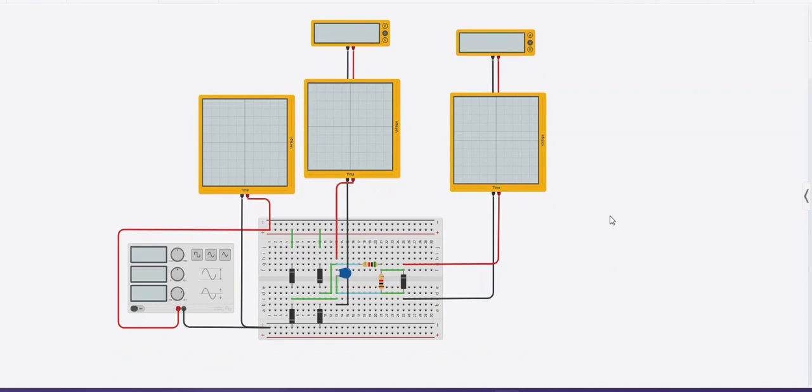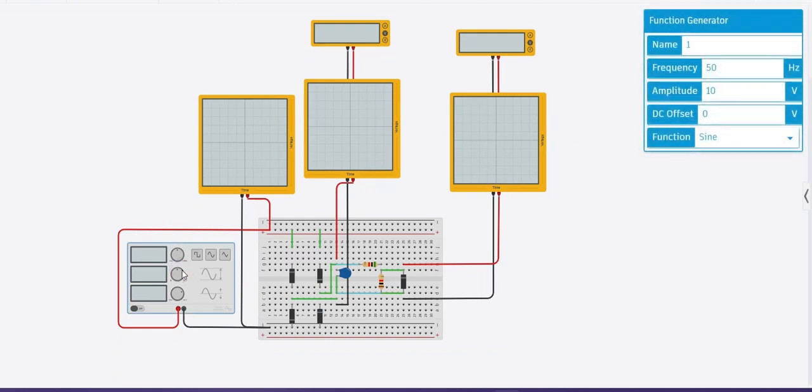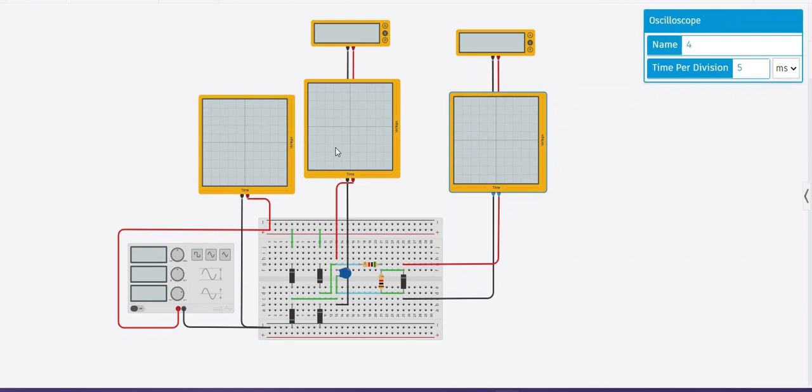Okay, so now we will present to you our full wave bridge rectifier circuit, which we built in TinkerCAD. First and foremost, we need a generator where we fix the frequency at 50 Hz, the amplitude at 10 volts, the DC offset at 0 volts, and the function as sine, because we want our graph in the oscilloscope to be a sine graph.